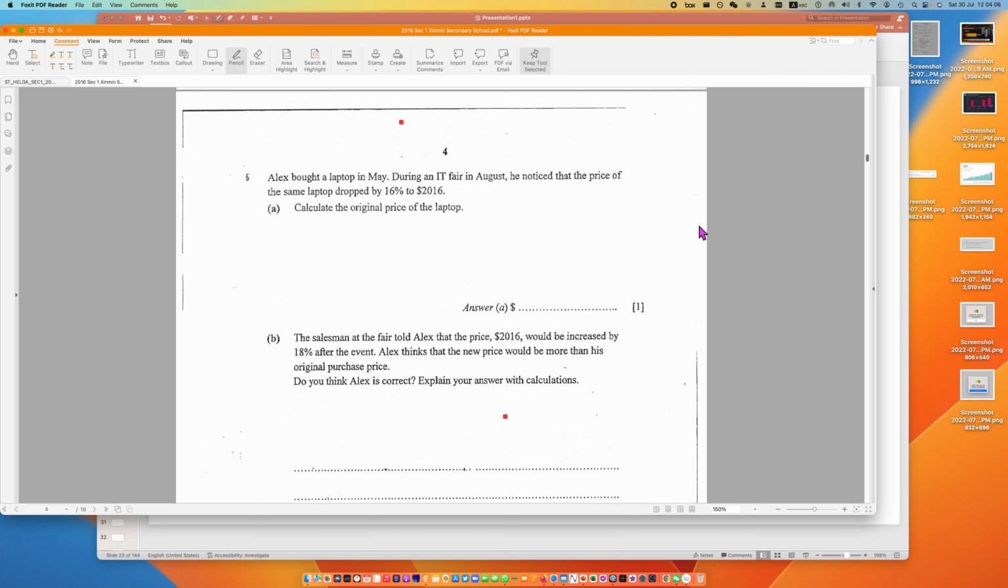Question 6. I think the percentage type of question, I think you should be correct. So the same told that the price will be increased by after the event.